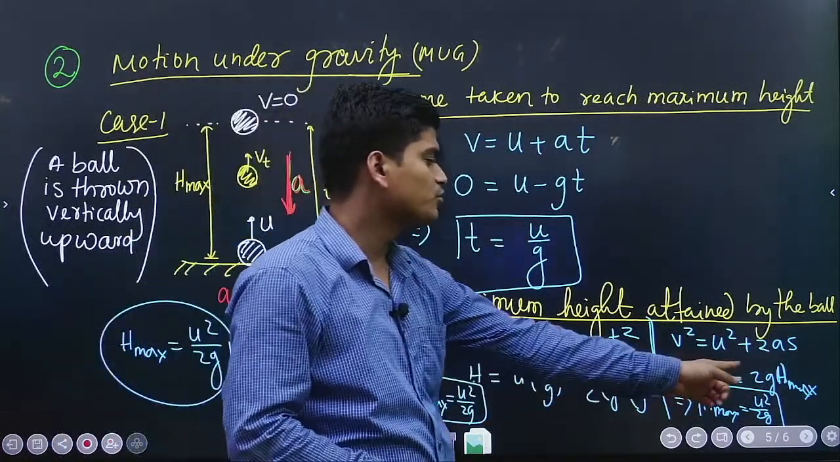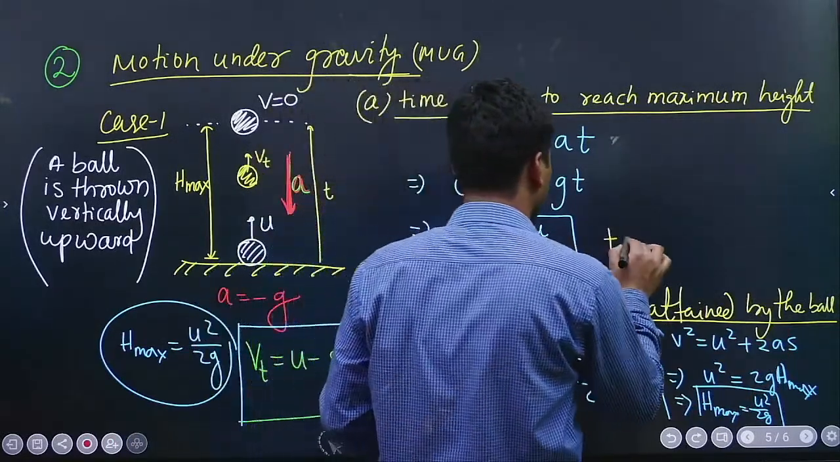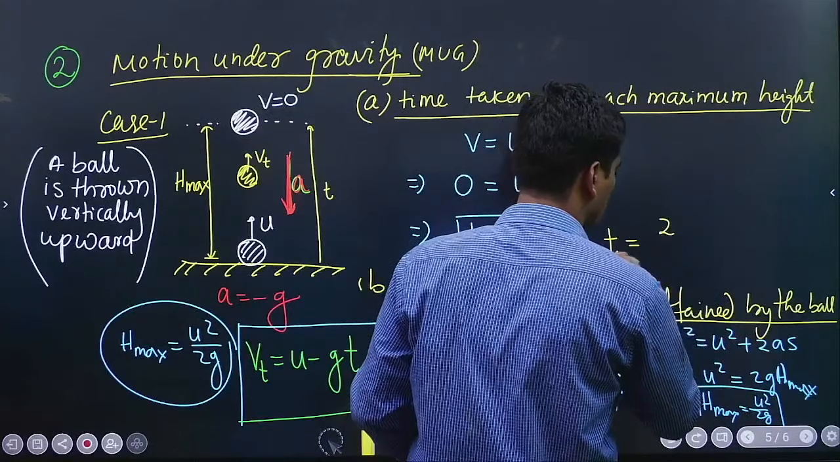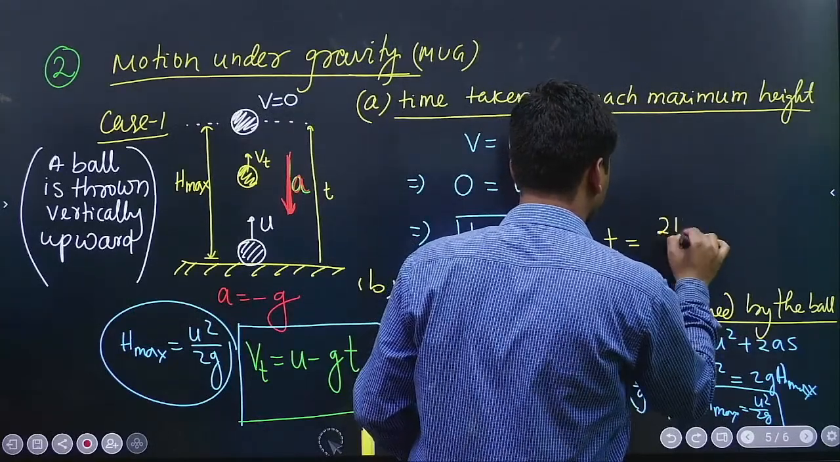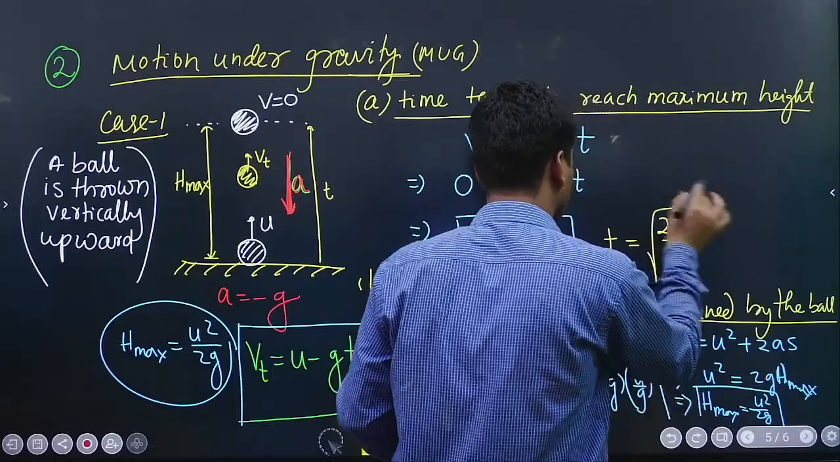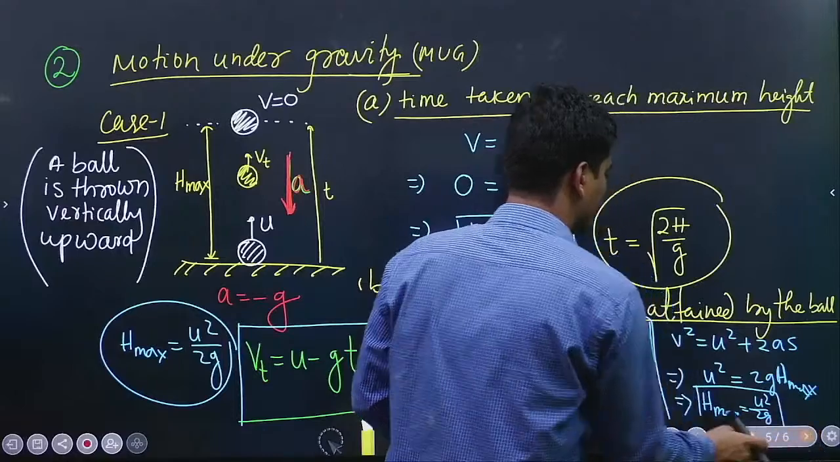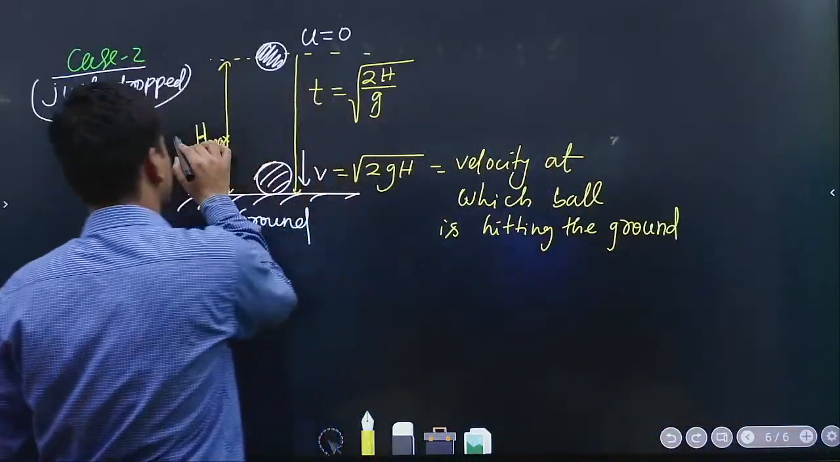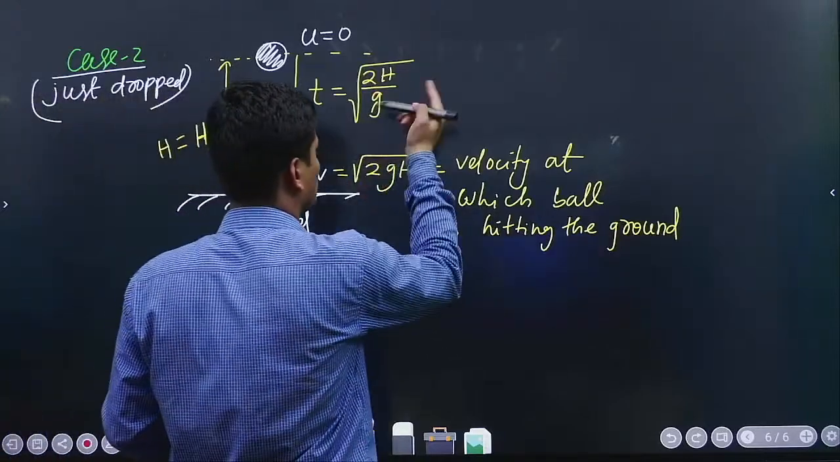So u is nothing but the square root of 2g h max, and if I put that here, this time can also be written as 2h max by g, or 2h by g, like this you can also write. This is the time, 2h by g or 2h max by g. So h max is nothing but h only. Let's take h max as basically h. Now here, 2h by g.